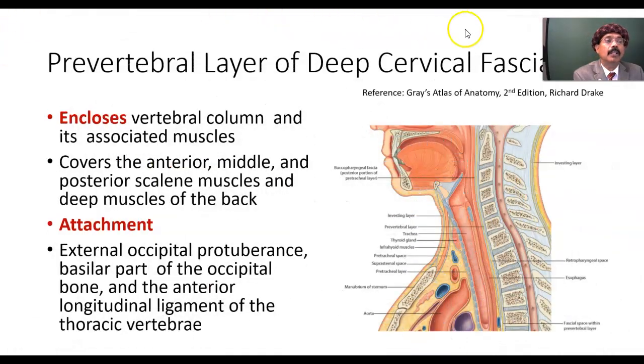Okay, prevertebral layer of deep cervical fascia encloses vertebral column and associated muscles, covers anterior, middle, and posterior scalene muscles, and the deep muscles of the back.